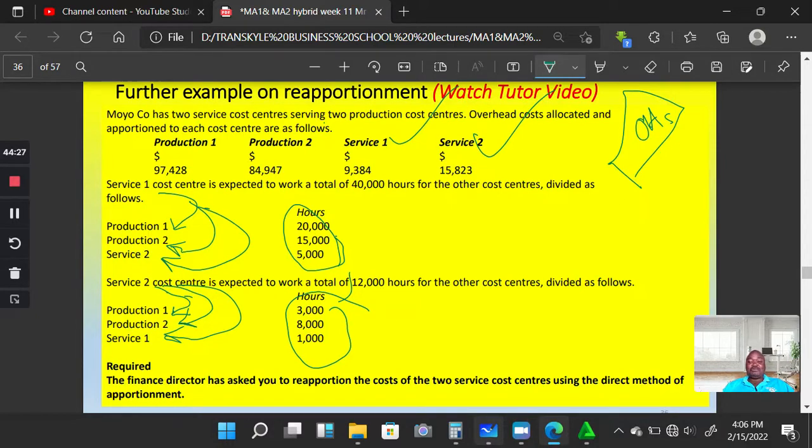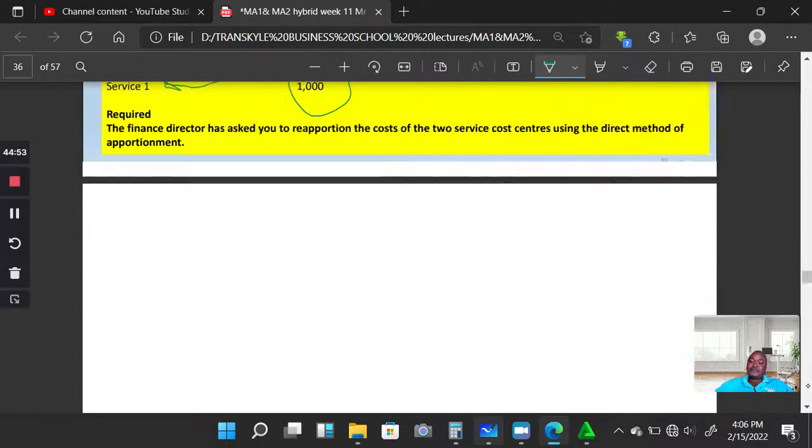Then let us now do the work, because we have been given an assignment. The finance director has asked us to reapportion the costs of the two service cost centers using the direct method of apportionment. In the direct method, the overhead for these service centers is not going to be apportioned among the service cost centers, but only to the production centers. So we go straight to our answer sheet.